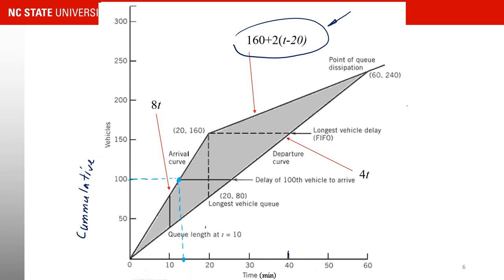What time has this 100th vehicle departed if we have a first in, first out system? If we do have that, you just need to keep going, and at this time the 100th vehicle has departed the system. So what does that tell you? If the vehicle arrives at this time that I have here, and departs at this time, the difference between those two times, or the length of this horizontal line, is the time that vehicle spends in the system. Or in other words, that is the delay of the 100th vehicle. That 100th vehicle was delayed in the system for this amount of time.